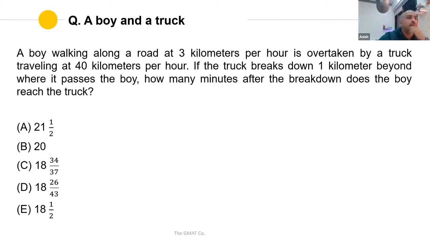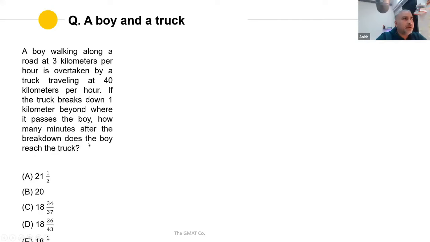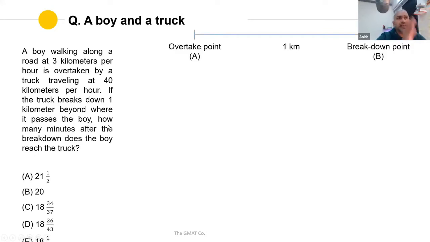Okay. So we'll discuss two different approaches to get to the answer here. That will be the common theme for most questions we'll deal with today. For most questions, we'll discuss multiple approaches. All right. So what's going on here? Let's say point A is the overtake point. That's where the truck initially passes the boy, right? And then point B is the breakdown point, where after 1 kilometer, the truck breaks down.